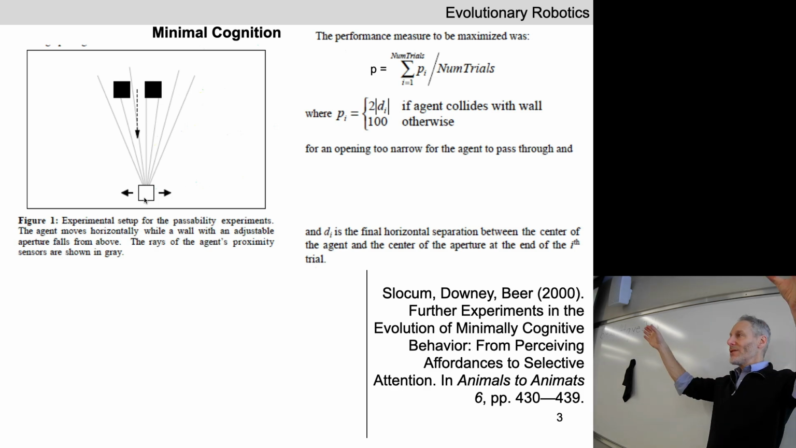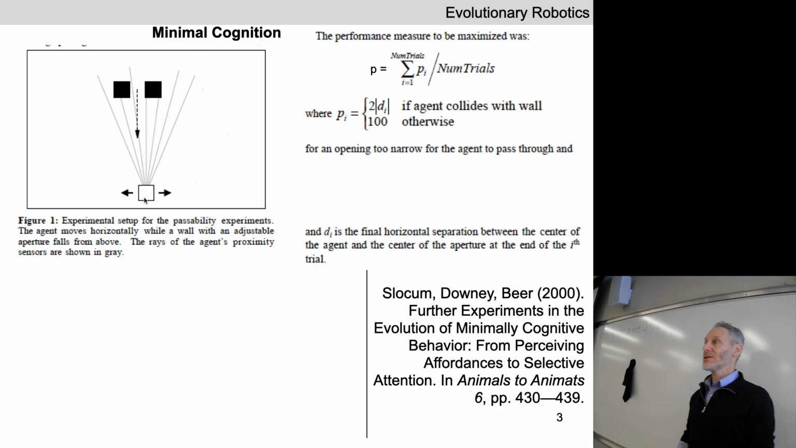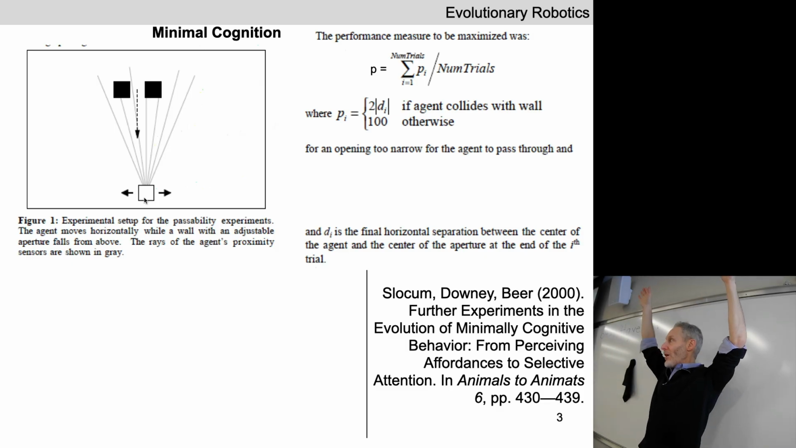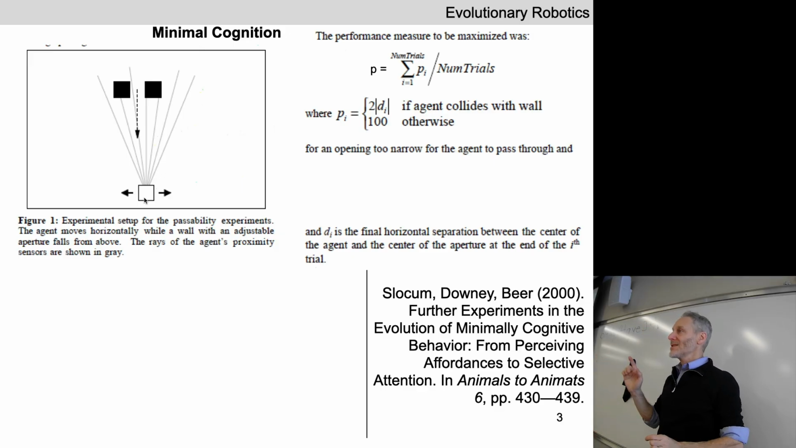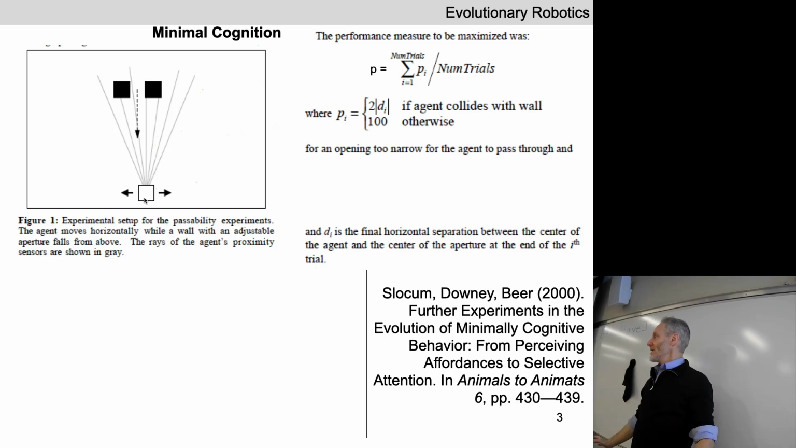In the cases where the gap is wide enough for the robot to pass through, the fitness function is going to reward that CTRNN for getting the robot to move underneath the pair of objects such that one object falls to the agent's left and the other object falls to the robot's right. That is how the robot shows us that it knows the gap is passable: by passing between the pair of objects.